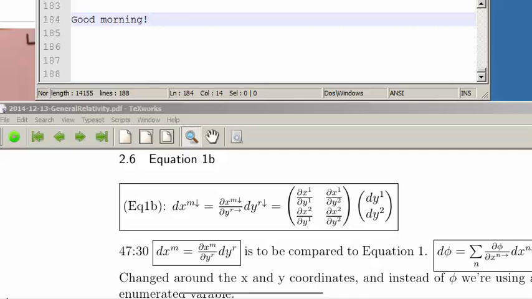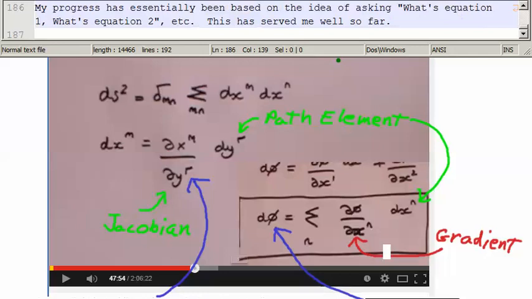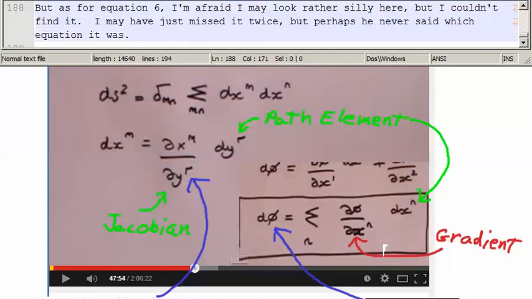If you've been following along so far, you've seen me slowly working my way through Dr. Physics A's YouTube lecture, Einstein Field Equations for Beginners. My progress has essentially been based on the idea of asking what's equation 1, what's equation 2, etc. This has served me well so far. But as for equation 6, I'm afraid I may look rather silly here, but I couldn't find it. I really only watched through the video twice. I may have just missed it twice, but perhaps he never said what equation it was.